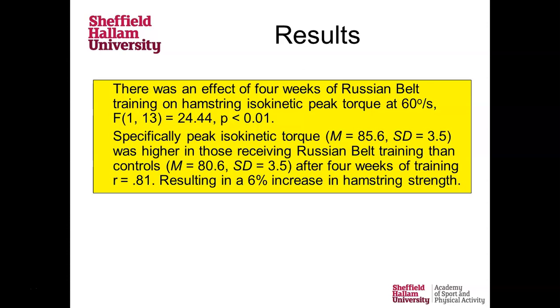And then what I've done there is give some mean values for the post scores of the Russian belt training group, around 85.6 after training, with the standard deviation, compared to the control group post scores. And then the corresponding r value for the interaction term. So it's a large effect, in other words, and I've also interpreted that effect as what percentage increase you've seen in the treatment group. Okay, so you have everything you need there.